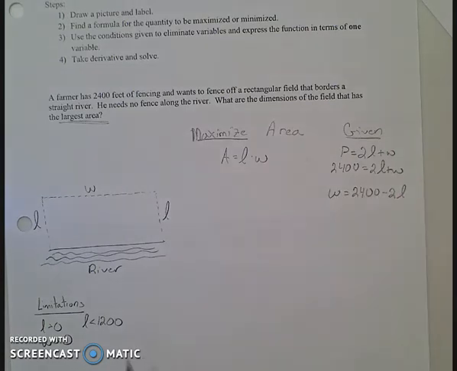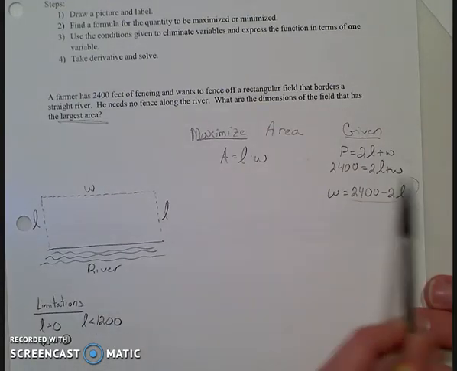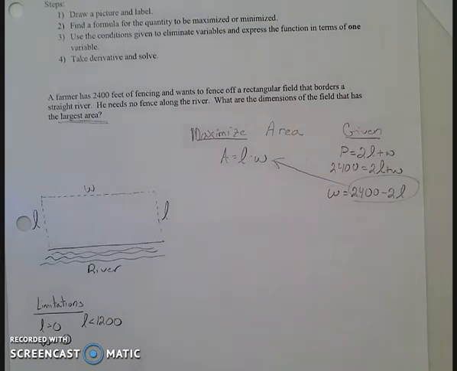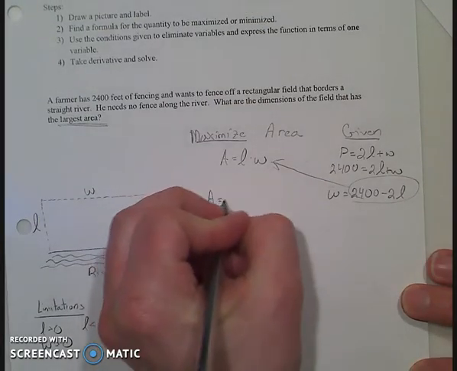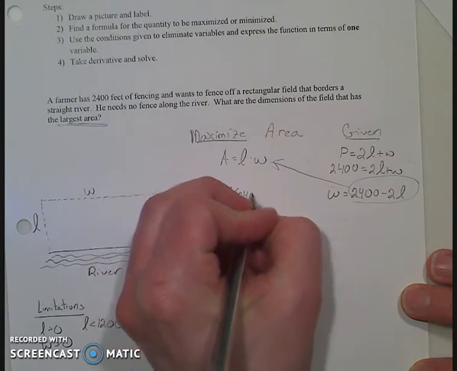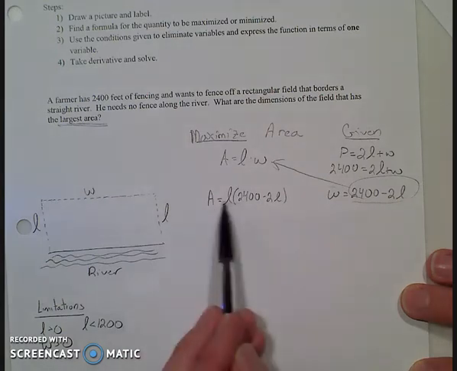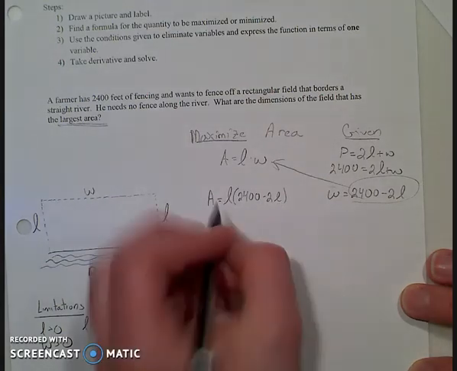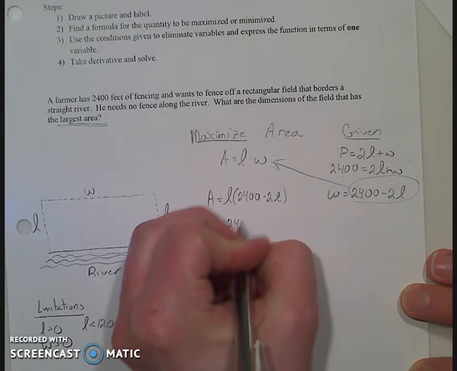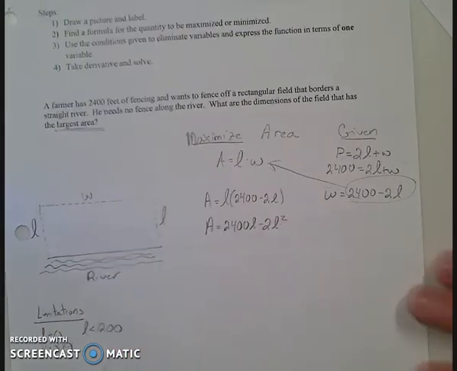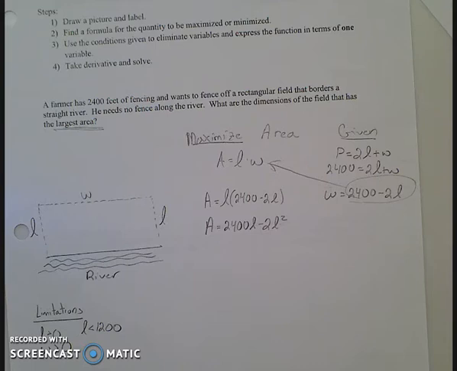And, oh, how nice is this? We know what W is. What are we going to do with it? We're going to plug it into the area function. If we plug it into the area function, A equals L times (2,400 minus 2L). Now, what do we have? We only have 2 variables. And can you take the derivative of this? And the answer is yes.